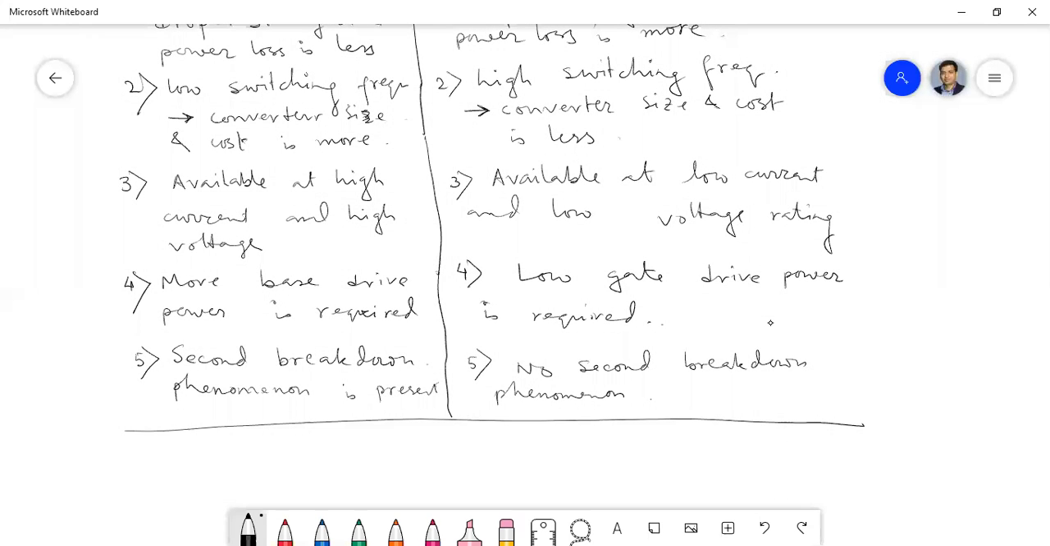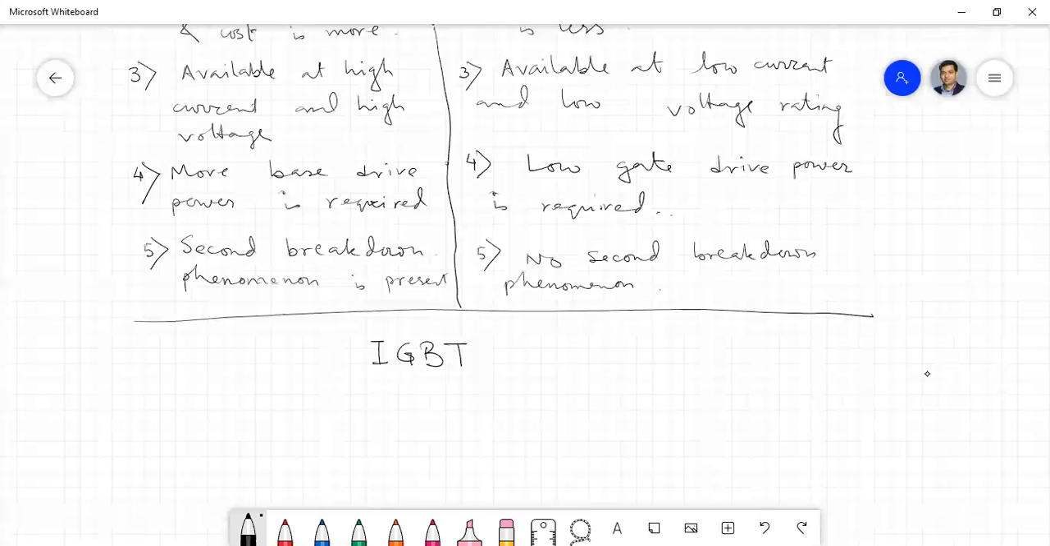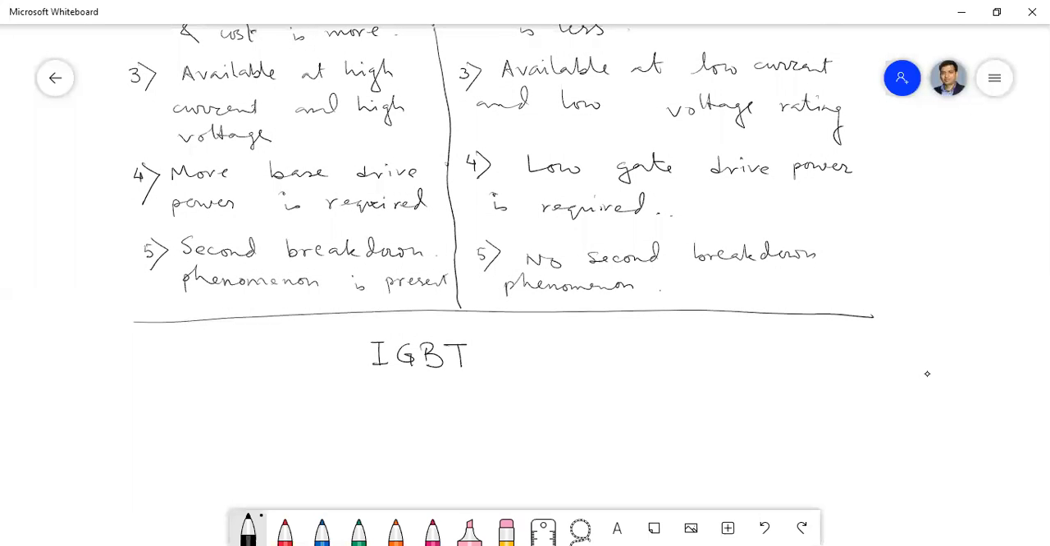Okay, isn't it? So both the devices have their own advantages and disadvantages. But if we can have a device which will include the advantages of both the devices, that will be very good, isn't it? Such a device is called IGBT. What is the full form? Insulated gate bipolar junction.